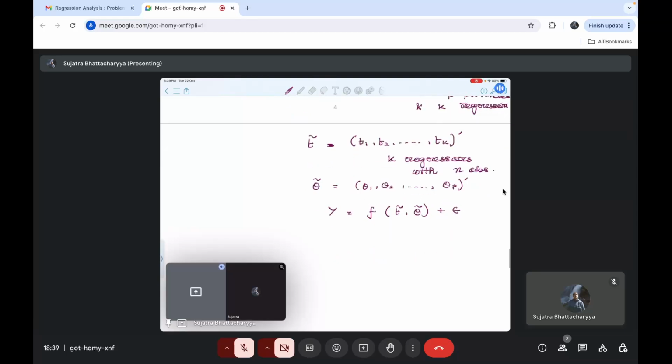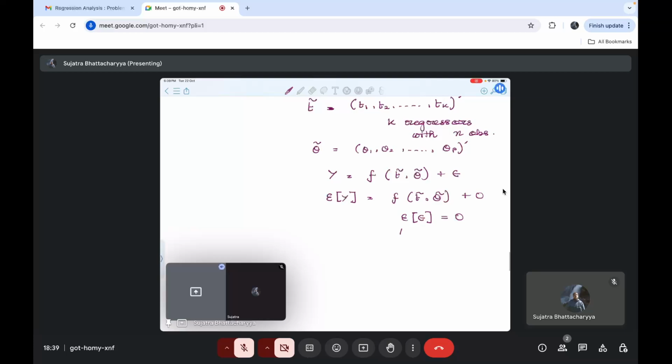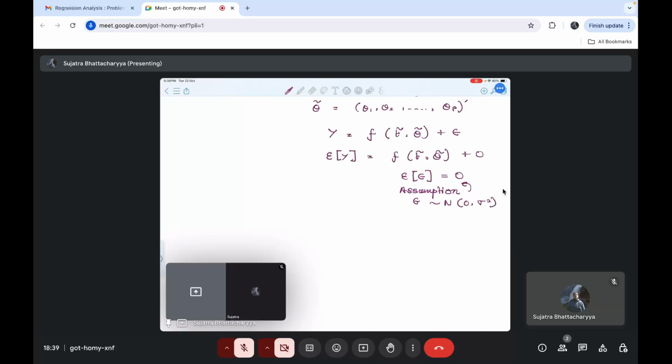This is now the nonlinear regression model. You take the expectation of y, that should be f of t tilde, theta tilde, plus 0. Why? Because we always assume, whether it is a linear or a non-linear model, that E of epsilon is 0. This is the assumption which we have always taken in the case of the linear regression model also. The assumption is that epsilon comes from a normal distribution with zero mean and constant variance sigma square. So this is the concept.